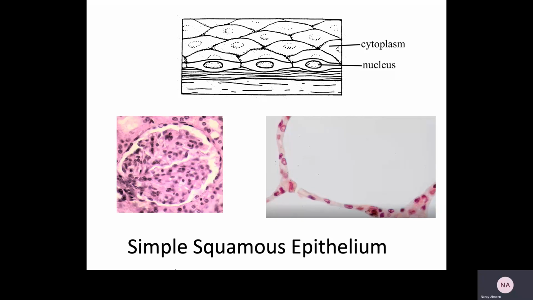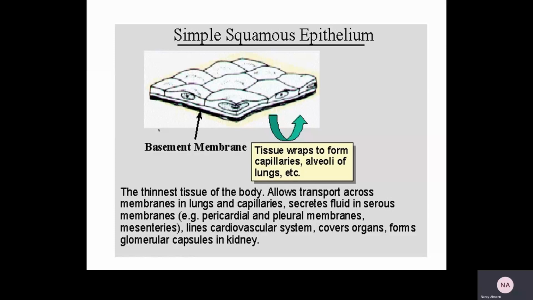The image on the lower left, this guy right here, is a glomerulus that you're going to find in the kidneys. And if you take a look at this thin layer here, that thin layer is going to be simple squamous epithelium. And sure enough, material can move through that pretty quickly and easily by diffusion. Again, these are the thinnest tissue of the body. And why do we care? Because it's going to allow for pretty rapid transport via diffusion.